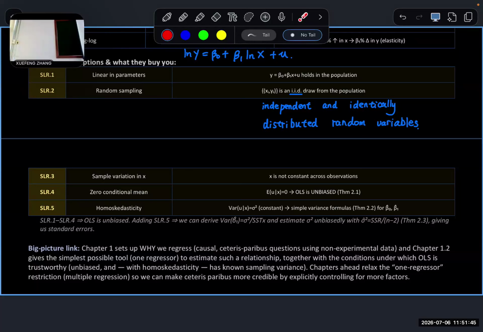This means that the data you collect from your experiment, or get from some data website, must be like this: x1, y1, x2, y2. They should be independent. They should not be related to each other. Like he makes decisions based on his own, and his decision doesn't affect yours.